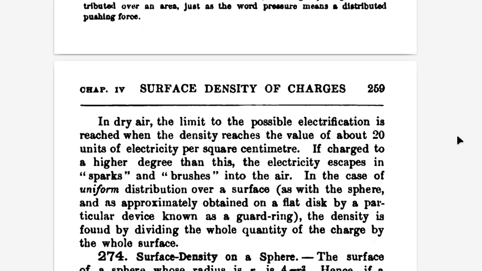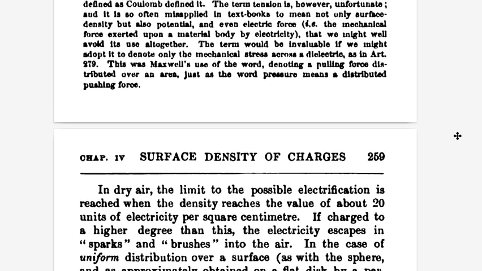In the case of uniform distribution over a surface, as with the sphere, and as approximately obtained on a flat disk by a particular device known as a guard ring, the density is found by dividing the whole quantity of the charge by the whole surface.